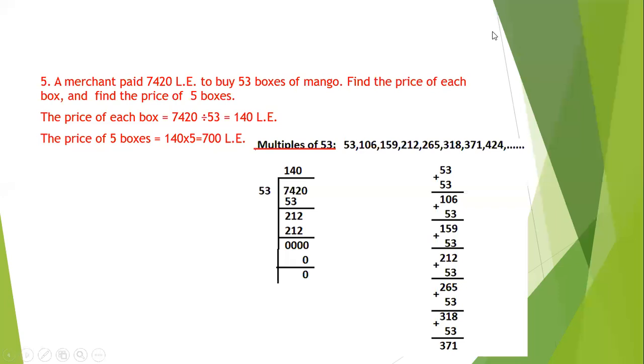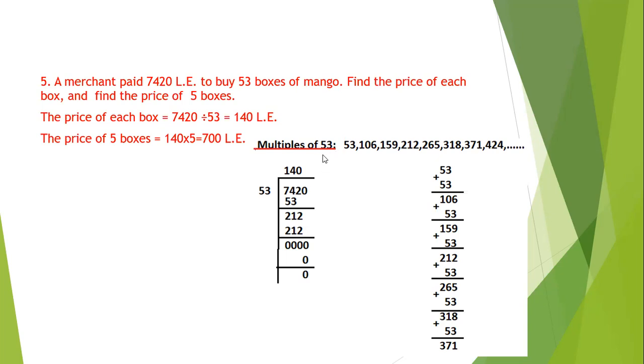Number 5, a merchant paid 7,420 pounds to buy 53 boxes of mango. Find the price of each box and find the price of 5 boxes. So the number of boxes is 53 and the total is 7,420. If I want to find the price of each box, I have to divide 7,420 by 53. Let's divide.